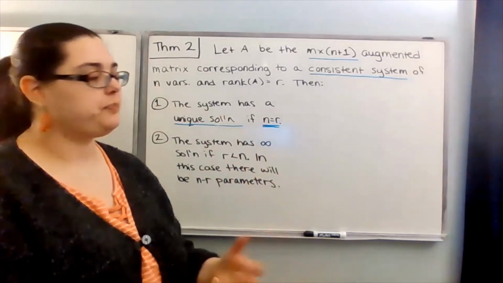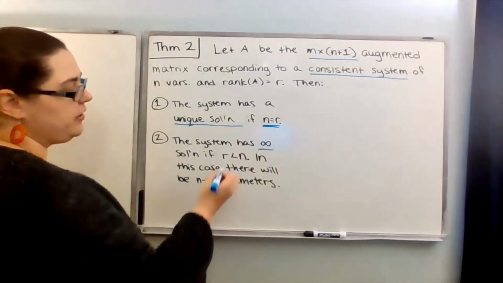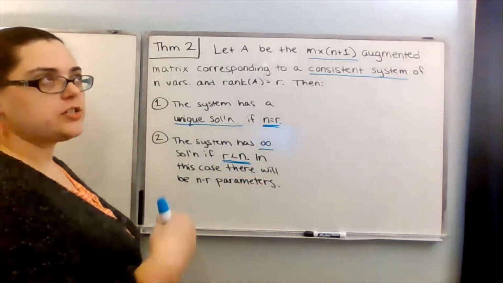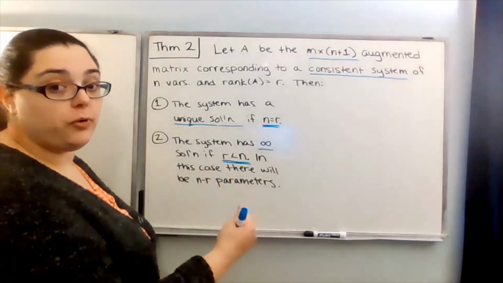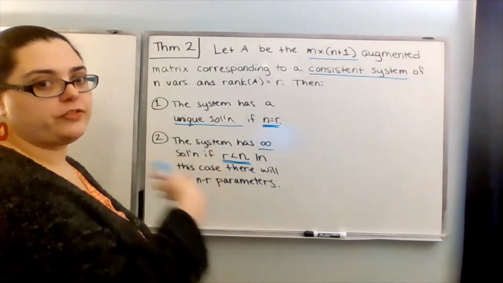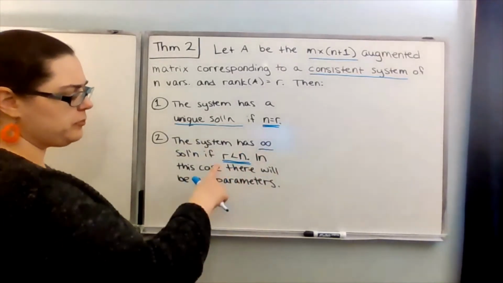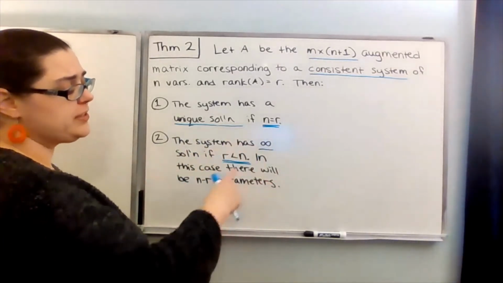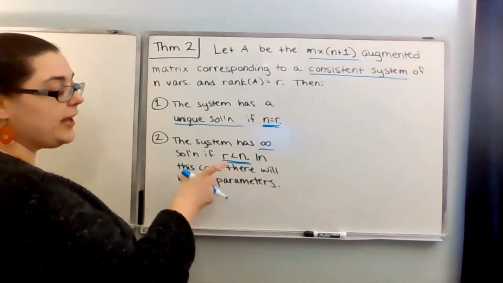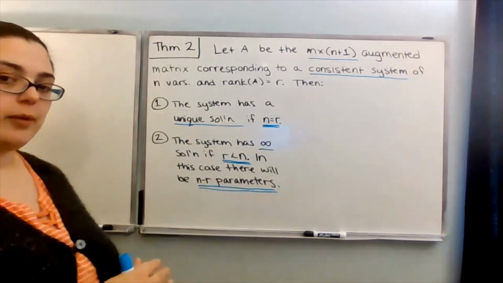Now, it's going to have infinitely many solutions if the rank is less than the number of variables. So this was the example we were looking at before, where we had a rank of 3, but there were 5 variables, v through z, right? So our rank was smaller, so we had fewer pivots than the number of variables, and we ended up with parameters. In this case, we're going to get specifically n minus r parameters.